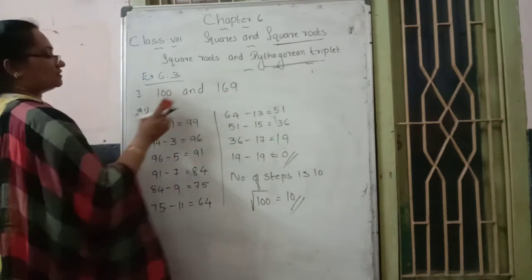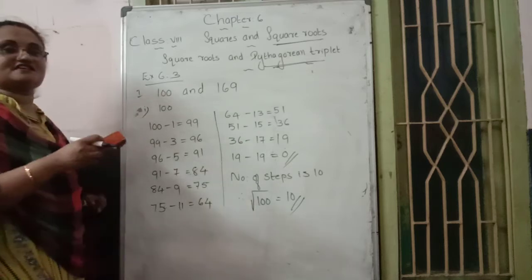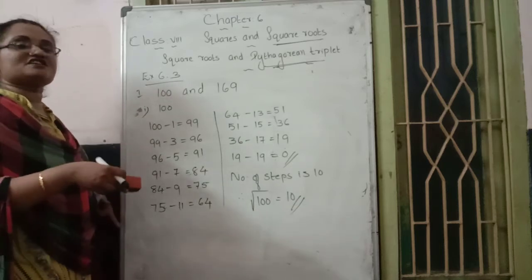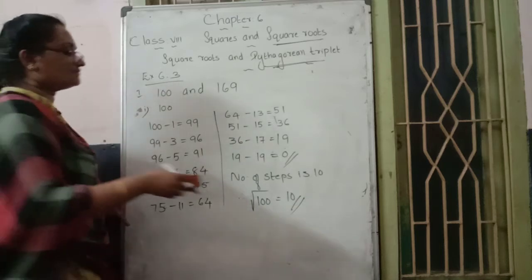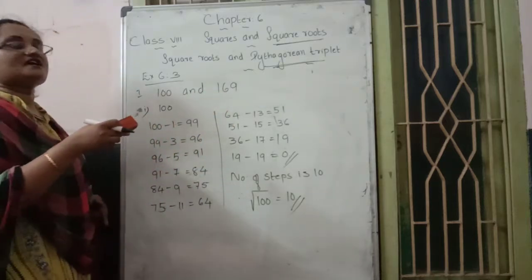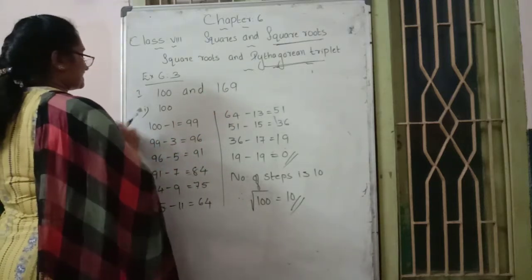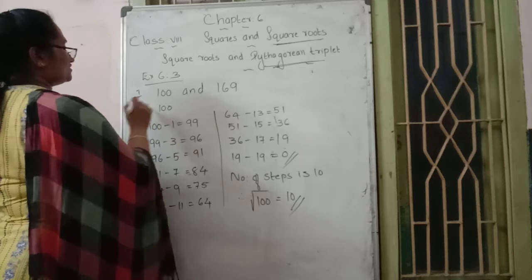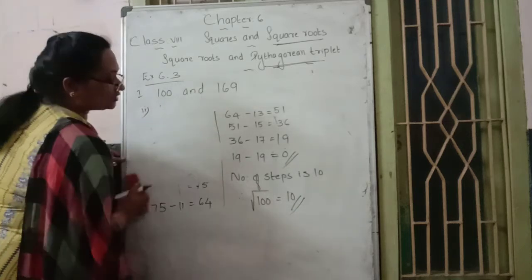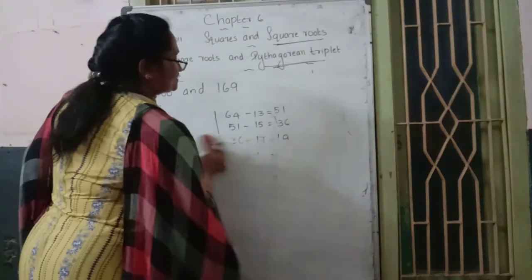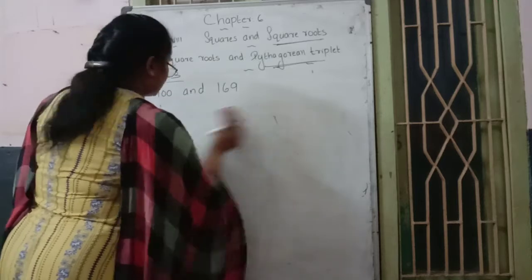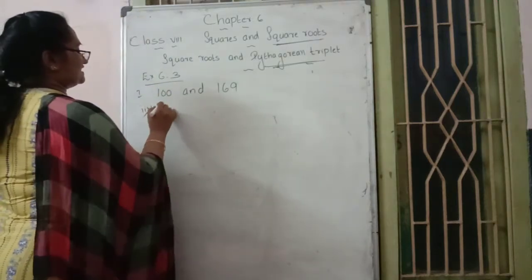The next question, in the second part: 169. Same procedure, apply the repeated subtraction method and find out the square root of 169. How to do that? The second question is 169. I hope you can understand the first question. Next, the 169 case also.